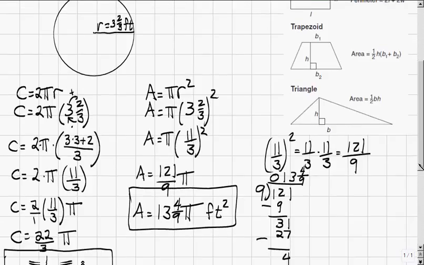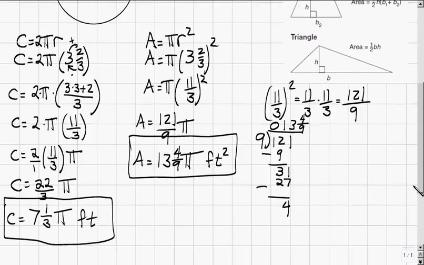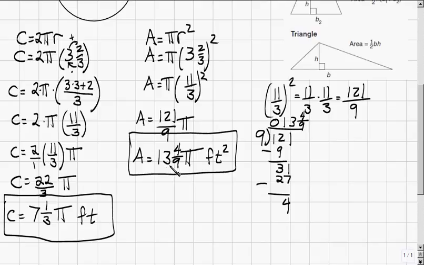So the area is the material on the inside of the circle, which measures 13 4/9 pi square feet, and going around the length of the circle would have a circumference of 7 1/3 pi feet.